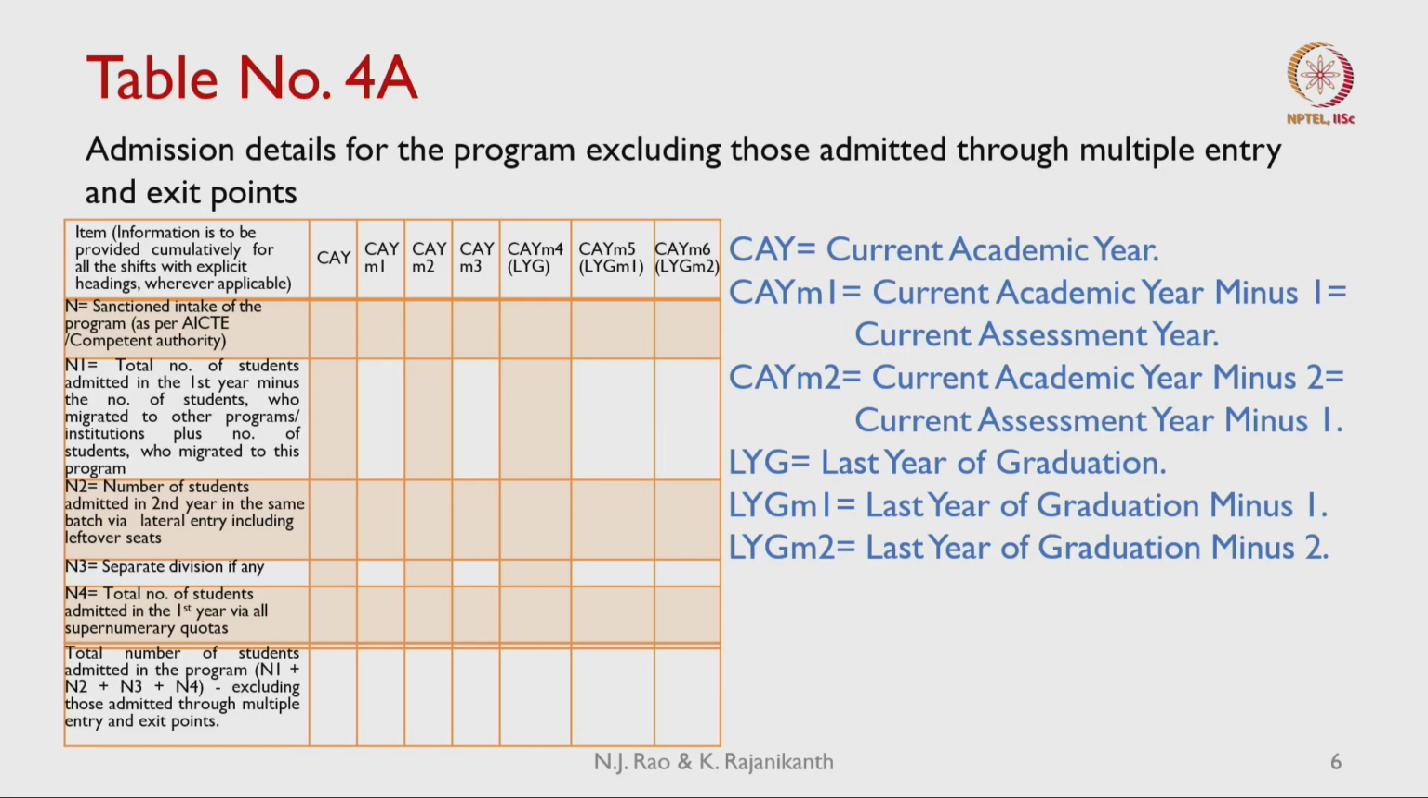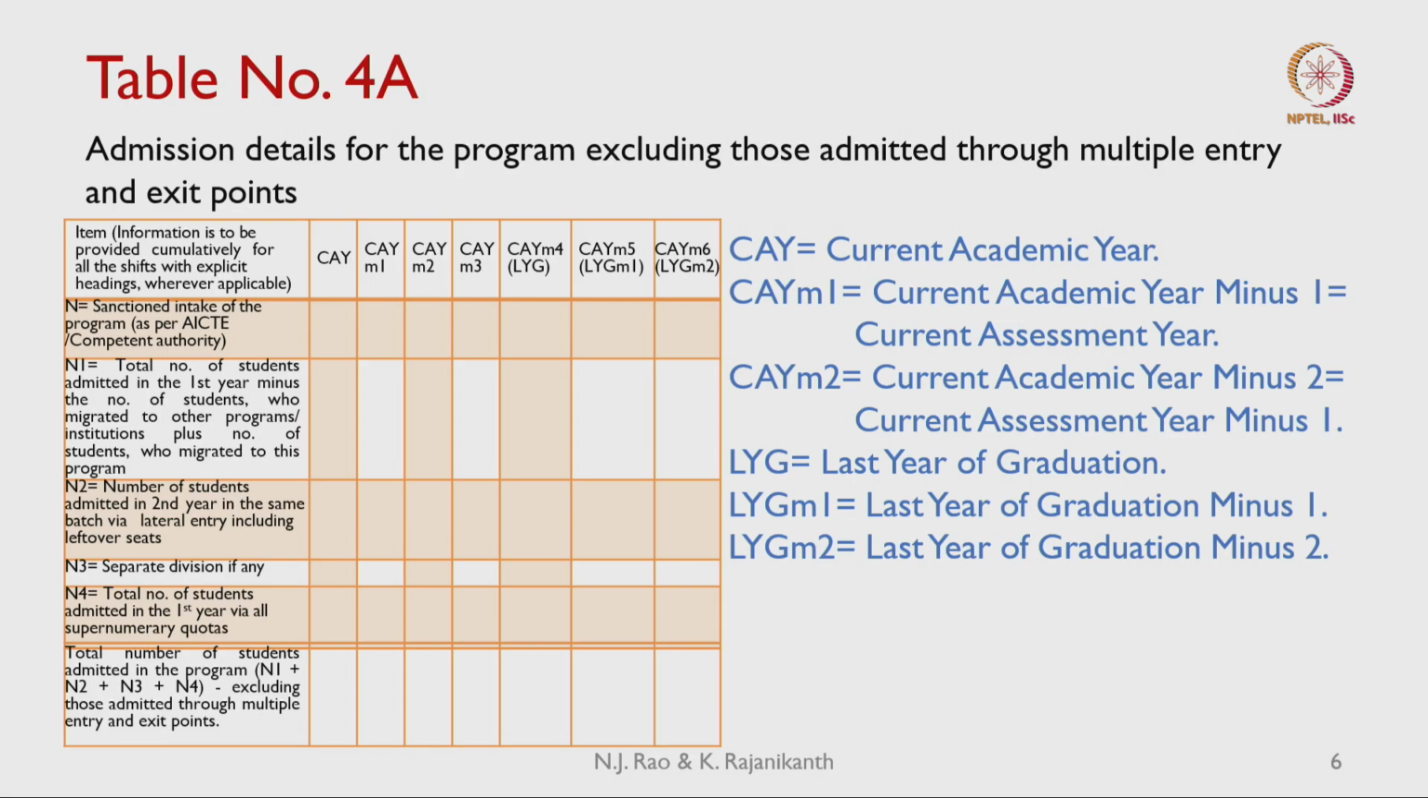Notice, if in the 2025-26 batch certain number of students were admitted, that is the batch of 2025-26. Then when these come to second year, the lateral entry students would come and join them. They belong to the same batch, 2025-2026 batch, but they will join in the second year. So, the N2 is the number of students admitted in second year in the same batch via lateral entry, including any leftover seats.